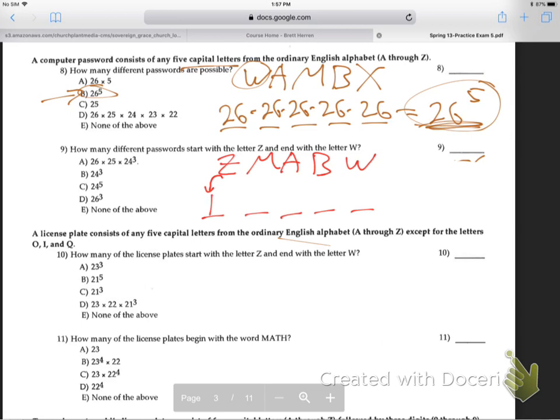1. I only had 1 option. I had to do Z. And that goes for the W at the back also. You had to start with Z. You had to end with W. You only had 1 option in those spots.